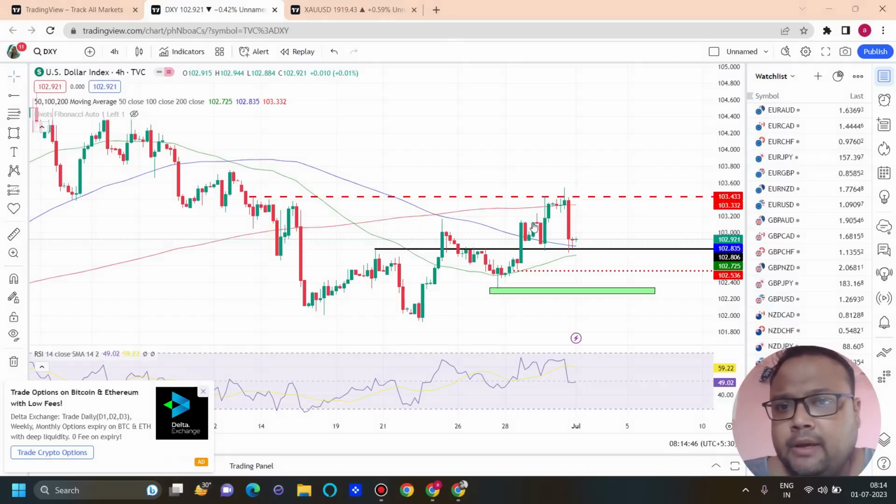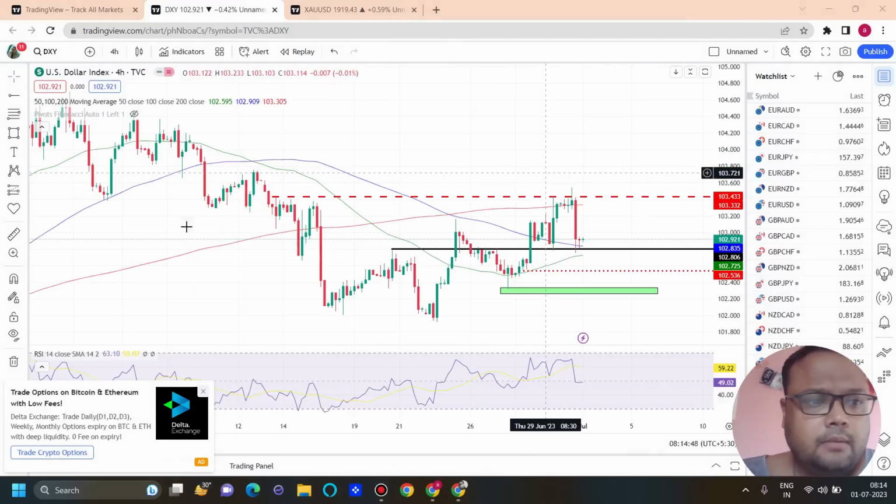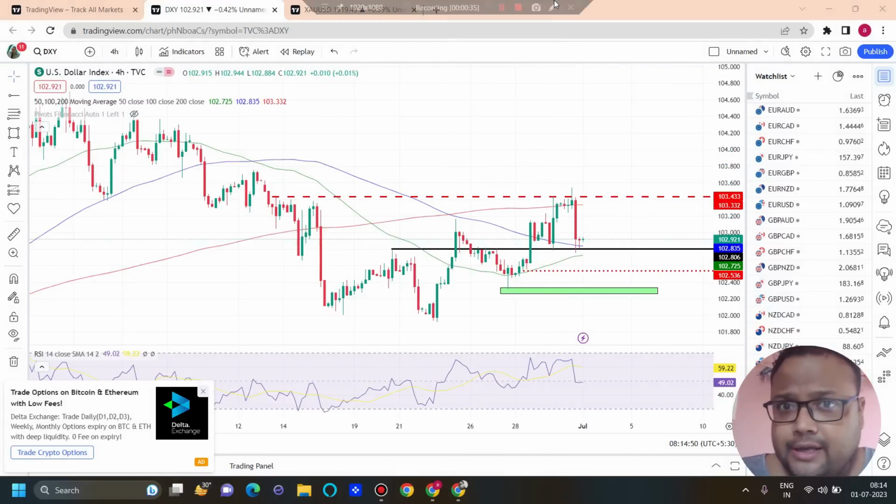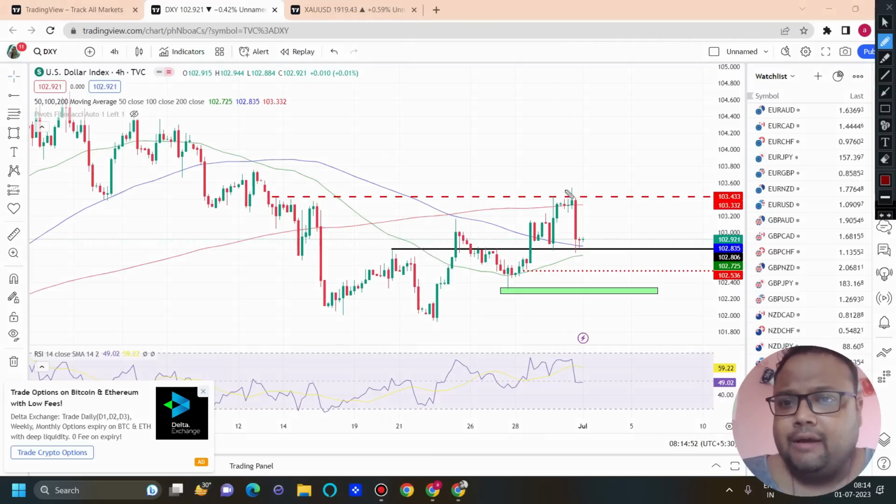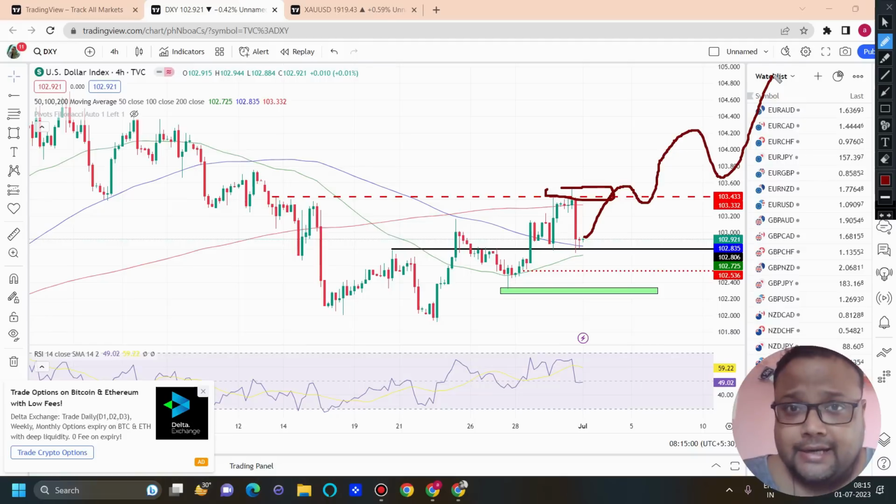So the market opening will be important, because if DXY wants to continue the upside, and obviously it will have to cross this level here, only then can we expect a trend reversal on DXY or the US dollar index.